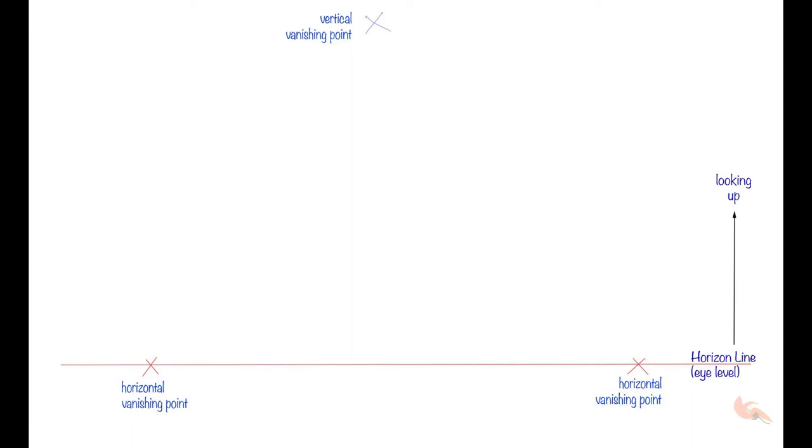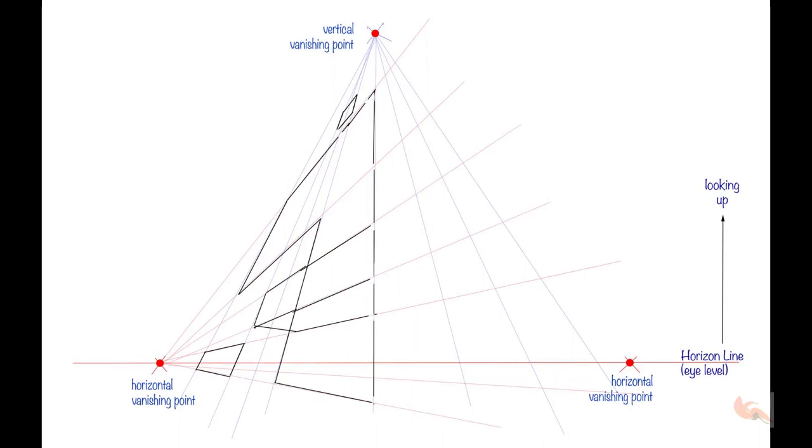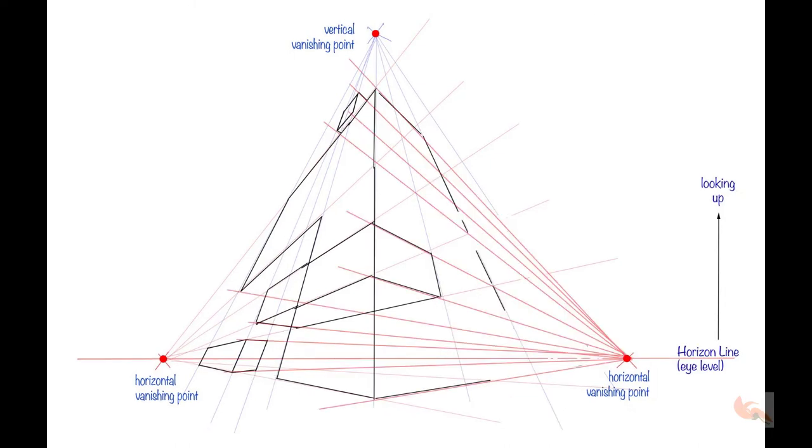Now we start in the same manner as a two-point perspective, then add another vanishing point either above or below. The vertical lines converge at the vertical vanishing point and horizontal lines converge to the horizontal vanishing points.